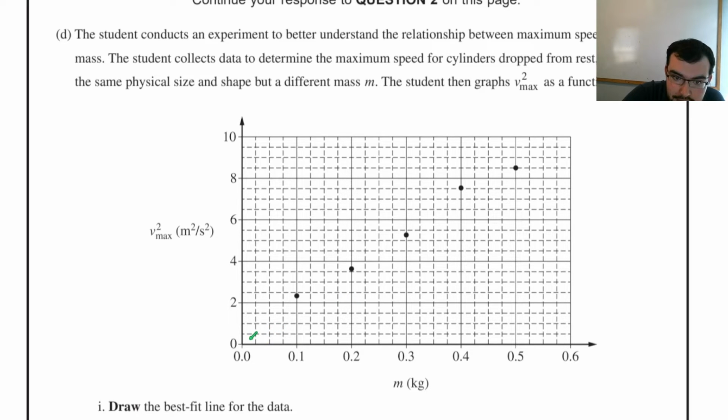So let's see. That's probably... I can do better than that. This is what happens when we do this live. I like that. Good enough. You got a problem, sue me. Okay. So here's our best fit line.